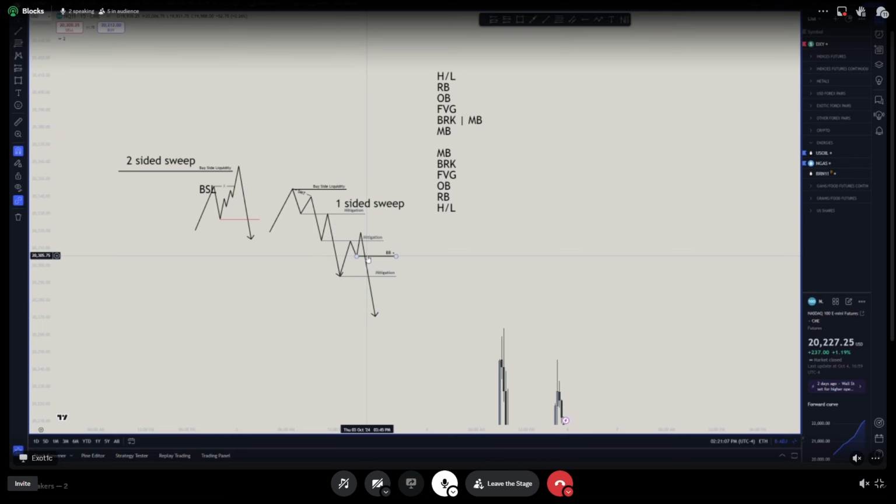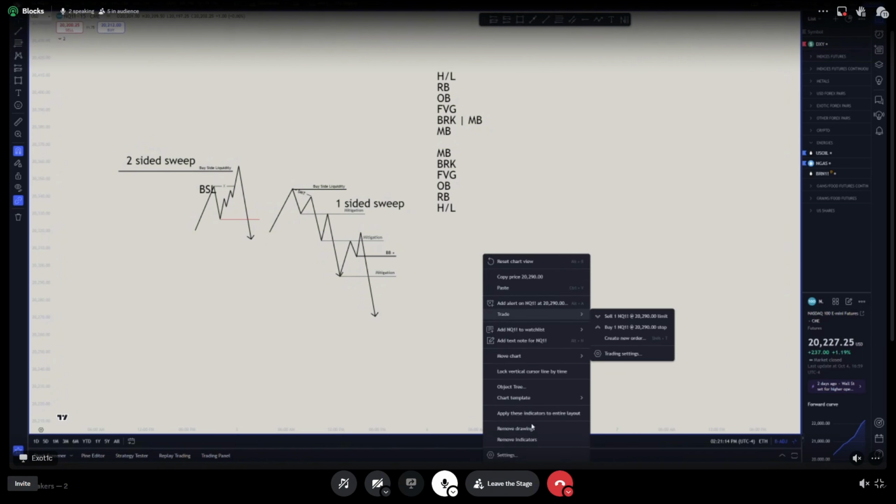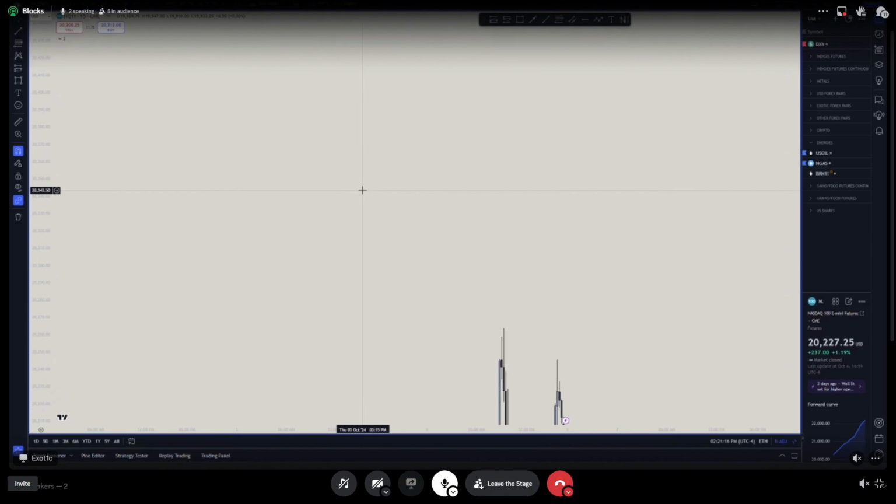Your breaker block forms here and your mitigation block forms right below that, and that is your ideal situation. So let's go over some live examples here. First of all, do we have any questions about how they're formed or anything like that?